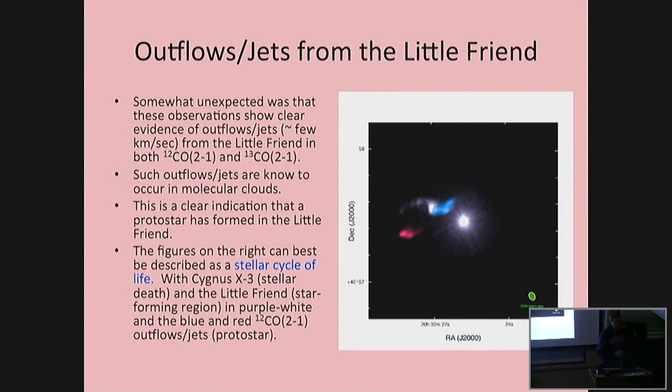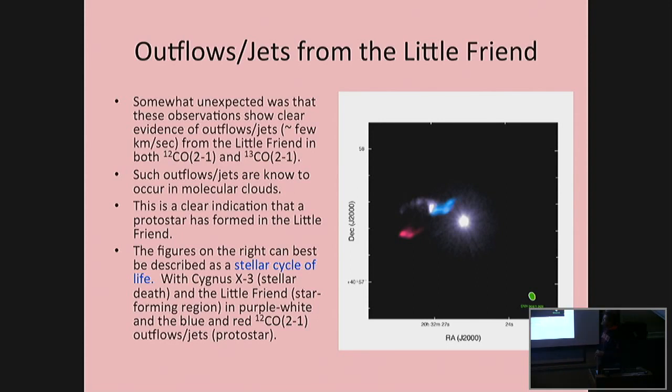Now, something else unexpected. I noticed that little feature, and as you start looking at the data, you discover that Cygnus X3 is not the only one that has jets out there. The little friend has its own set of jets or outflows coming out of it in CO. What that tells you is not only is the little friend a Bok globule, a nursery for star formation, but stars have actually begun to form. You have a protostar that's already generating outflows. These are the red and blue shifted. These have been observed in other Bok globules and other molecular clouds, so it's not a complete surprise.